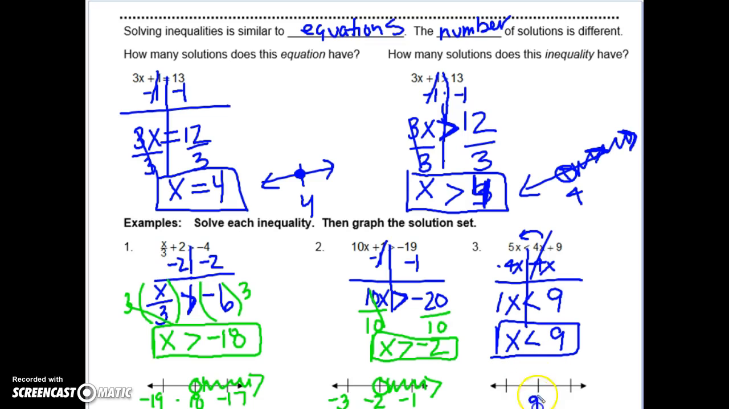So I have a 9 in the middle. It's an open circle. I didn't give you any or equal to's today. Everything less than. Okay? You've got 3 problems to try on your own just like this. I want you to plug in the answers to each of those, and then you are all set.